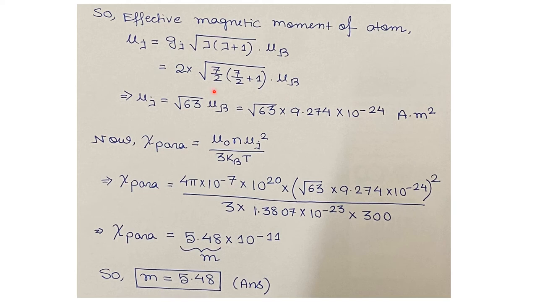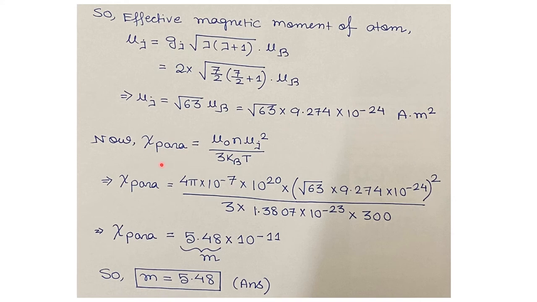So if we calculate this, then we will get mu j equals to root over 63 for this term, 2 times root over 7 by 2 times 7 by 2 plus 1 times mu b. So mu b we'll put the value. So we'll get root over 63 times 9.274 times 10 to the power minus 24 amps meter square.